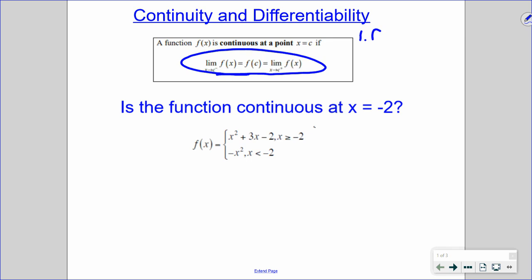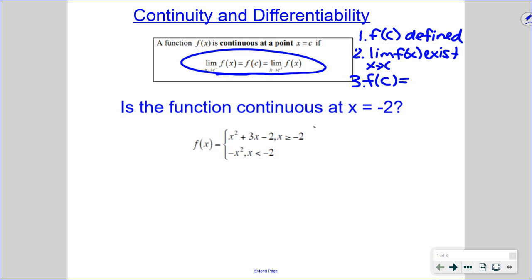Number one, the function has to be defined at the point x equals c. Number two, the limit as x approaches c has to exist. And the most important, number three, they have to equal each other.